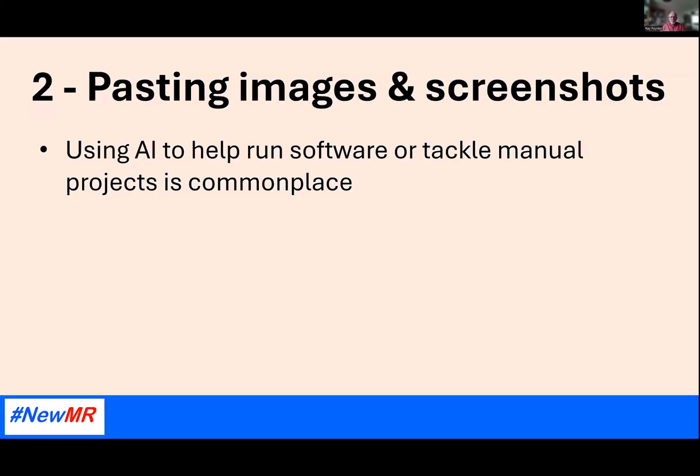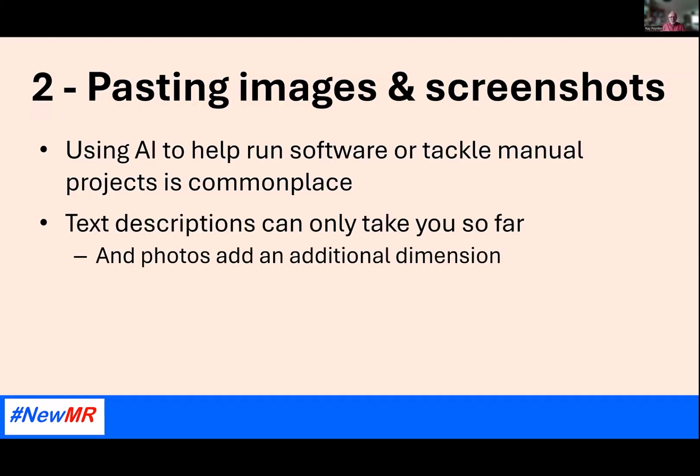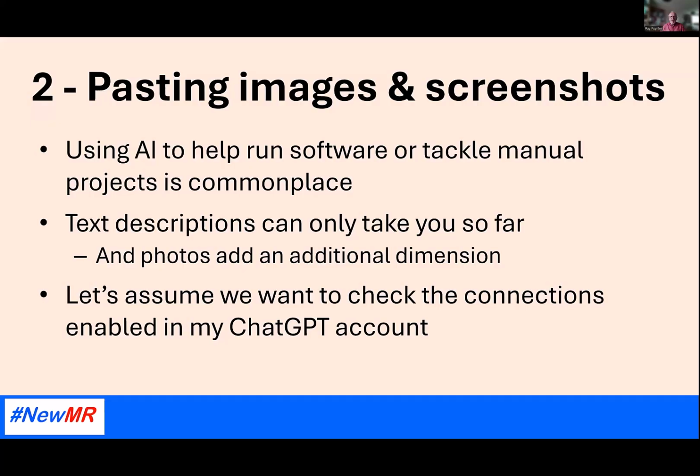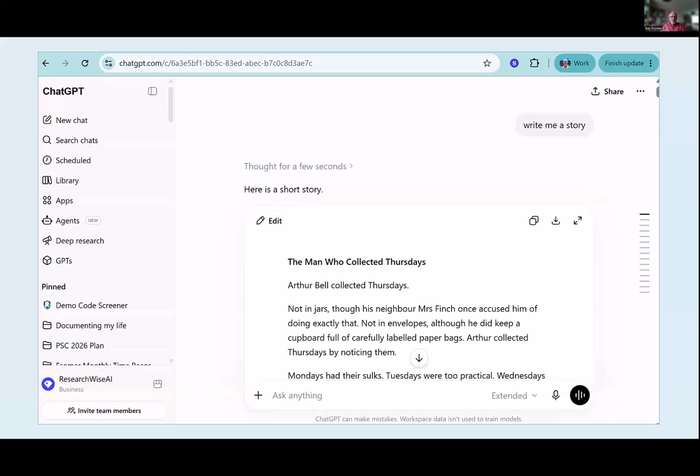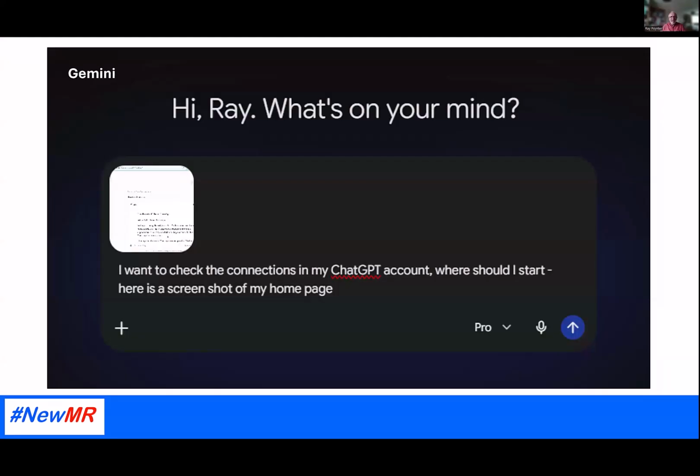It's really common to use AI to help you, but text descriptions only take you so far. So let's assume that I wanted to check the connections. Remember, tip 0 said, check your connections was one of the things you need to do as part of the security check. And I want to see which ones I've enabled for my ChatGPT account. So I take a screenshot of my ChatGPT account and I simply paste that.